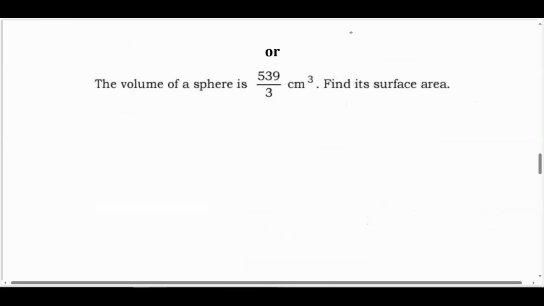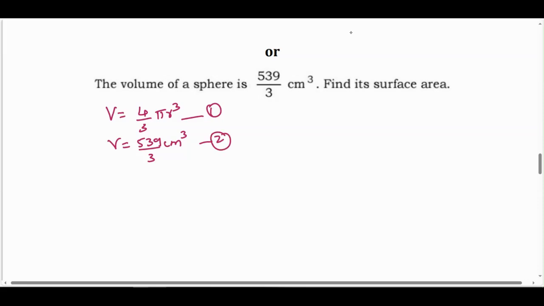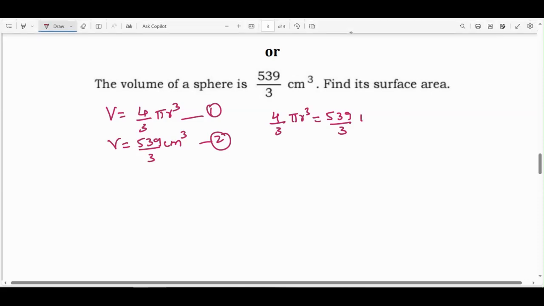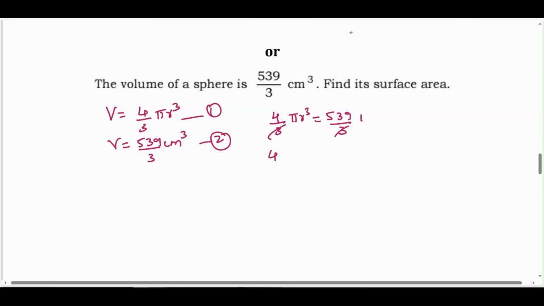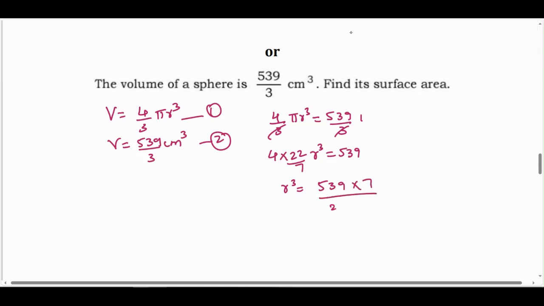The volume of a sphere is 539 by 3 centimeter cube. Find the curved surface area of the sphere. We know that the volume of a sphere is 4 by 3 pi r cube. And the given volume is 539 by 3 centimeter cube. Comparing equations 1 and 2, we can write 4 by 3 pi r cube equals 539 by 3. So 3 and 3 get cancelled. You get 4 and pi value will be 22 by 7. R cube will be 539 into 7 divided by 22 into 4.